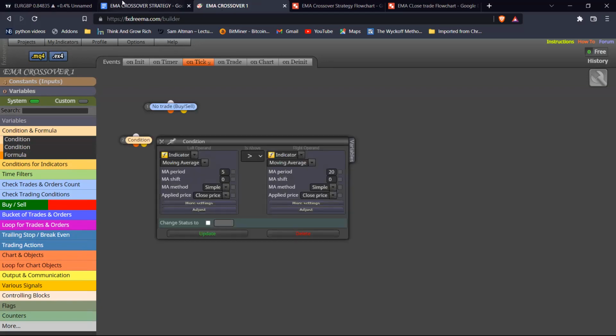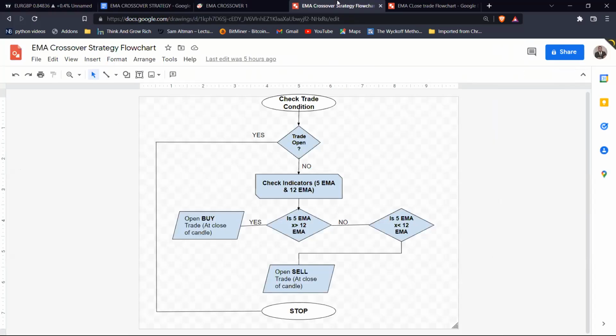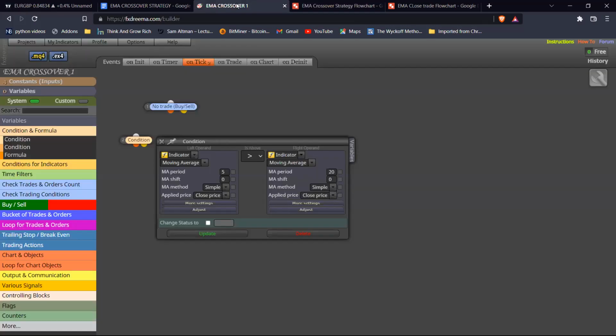If I go back here, you'd see that there are 2 conditions. You can see them in this rhombus type of shape. The first one is we want to check if the 5 period is crossing above the 12 period. And if that is the case, we want to buy. Otherwise, if the 5 is crossing below the 12, we want to sell, right? So that's what we're trying to do here. The condition first is we want to check.